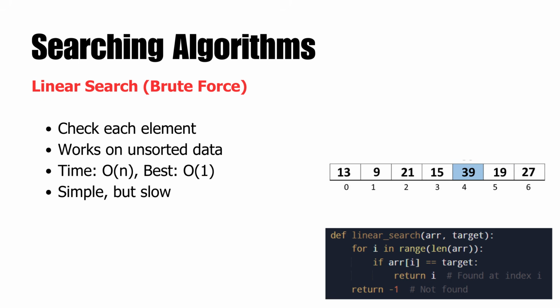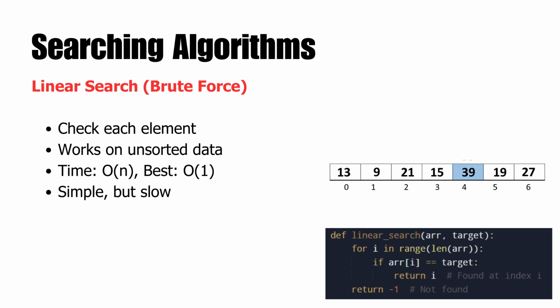Let's start with linear search, the most straightforward search algorithm. It examines each element in the list sequentially until it finds the target or reaches the end. It's simple and doesn't require sorted data. Here's how it looks in code. Loop through the array, check if each element matches the target, and return the index if found. Return -1 if the element isn't present.